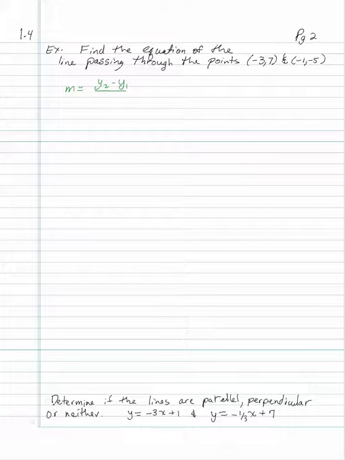Remember, m equals y2 minus y1 over x2 minus x1, it's rise over run. And if we call this one the first point, (x1, y1), and this one (x2, y2), we're going to get negative 5 minus 7 over negative 1 minus a negative 3, which is negative 12 over 2. So my slope is negative 6. Now I have slope is negative 6, and I can just pick either point, doesn't matter which one.